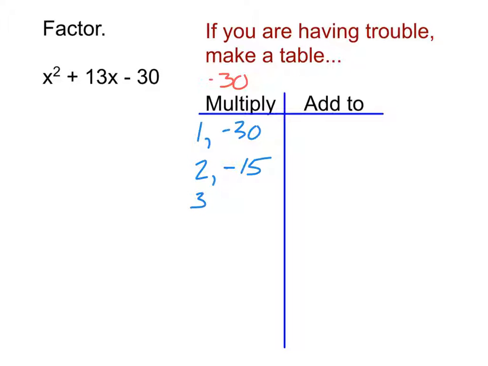Now I check 3. Does 3 go into 30? Yes, it does. And so 3 times negative 10 gives me my negative 30. 4. Does 4 go into 30? No, it doesn't. And so I skip 4. How about 5? Does 5 go into 30? Yes, it does. So 5 times what is negative 30? Negative 6. And I'm going to keep going through these. Next up, after 5, I'm going to check 6. Can I multiply 6 into negative 30? Negative 5. Yes. That gives us negative 5.